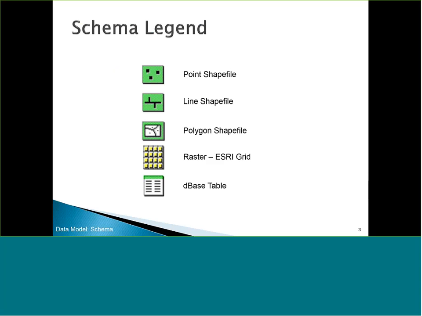These are the symbols that you will see throughout this presentation. The NHD Plus vector shapefiles are denoted by the point, line, and polygon symbols. NHD Plus Esri grids are denoted by the raster symbol. And finally, the NHD Plus attribute tables are denoted by the DBF symbol.